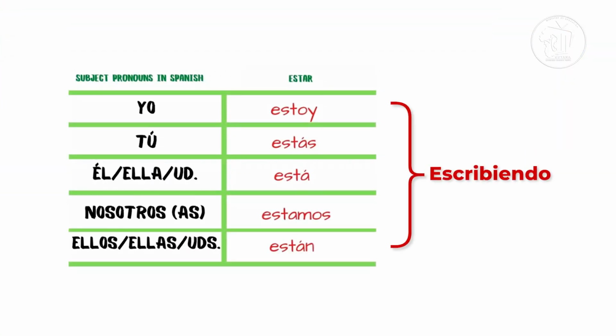So if you want to say, I am writing, you could say, yo estoy escribiendo. Tú estás escribiendo. Él está escribiendo. Ella está escribiendo. Usted está escribiendo. Nosotros estamos escribiendo. Ellos o ellas están escribiendo. Ustedes están escribiendo.